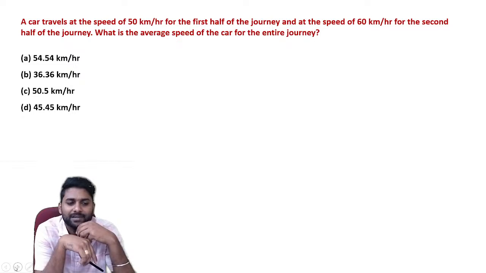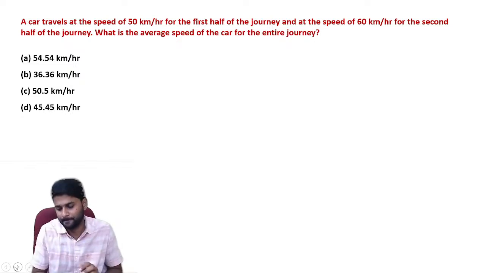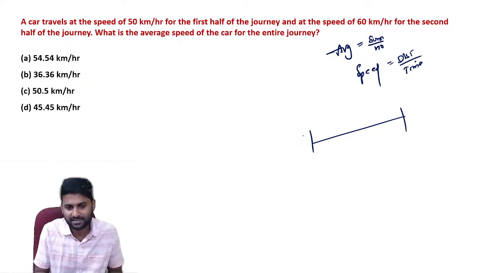A car travels at a speed of 50 km per hour for the first half of the journey and at 60 km per hour for the second half of the journey. Then what is the average speed of the car? See, you know that average is all about sum by number. Speed is all about distance by time. But they are talking about the average speed. For example, let's take the total distance. Total distance is 2d, and half of the distance is d, half of the distance is d. Let's take that this is the distance at x kilometer per hour and this is the distance at y kilometer per hour. And we have to identify what is the average speed.